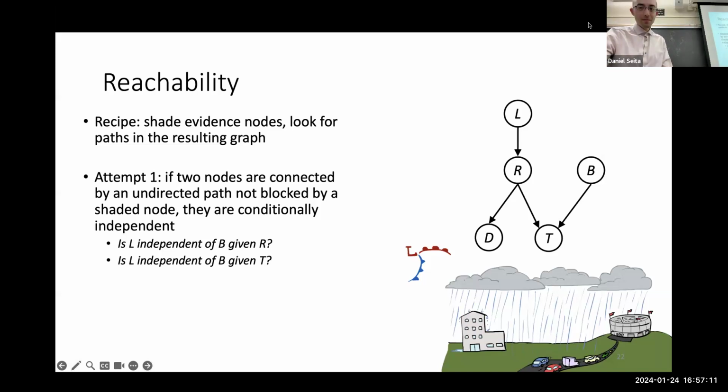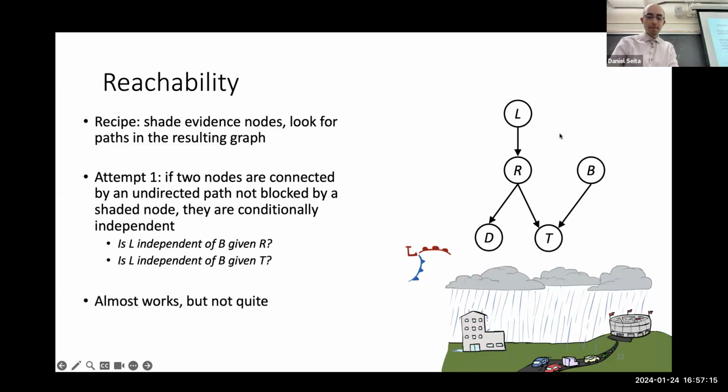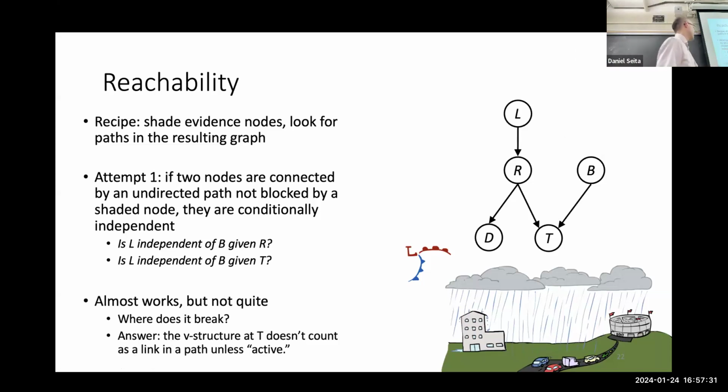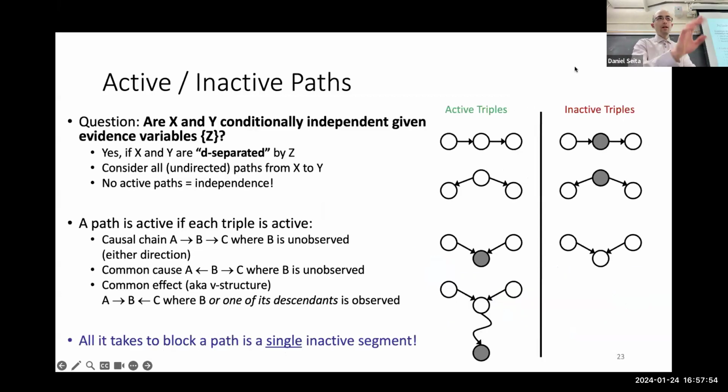I think this is the tricky case that requires a little bit of thinking when you're working with the Bayes net. If you have any kind of structure like this, like R, T, and V, it doesn't count as a link unless it's active. By active, I mean activated by observing T. So this is the more formal way to do it, and this is the correct way to do it.